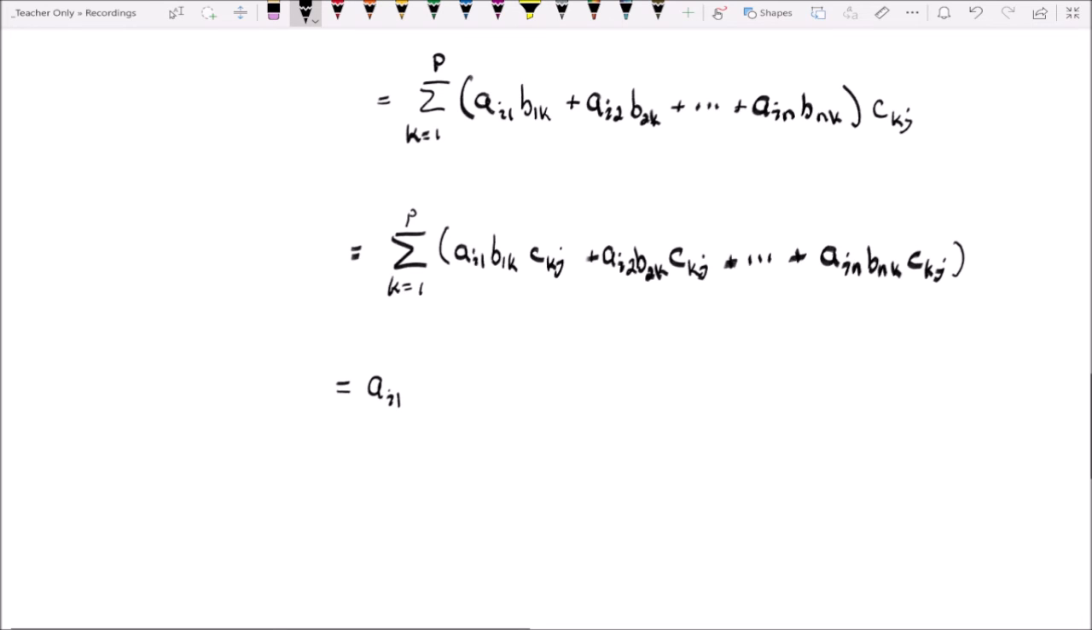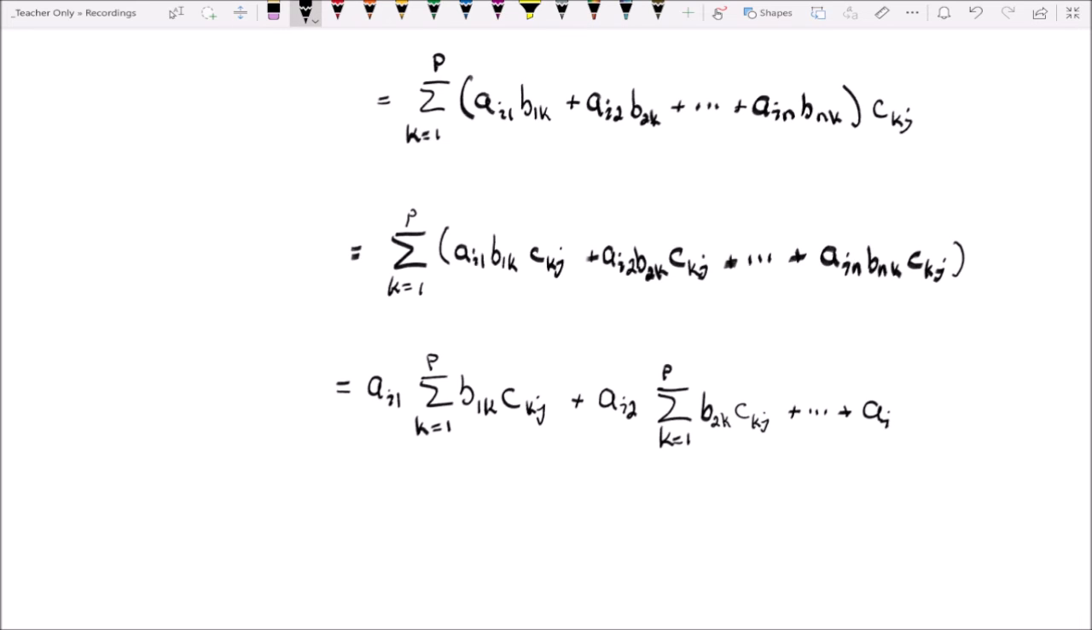We're going to have ai1 times the summation k equals 1 to p of b1k ckj, plus ai2 times the summation k equals 1 to p of b2k ckj, so on and so forth. And our final term would be ain times the sum k equals 1 to p of bnk ckj.